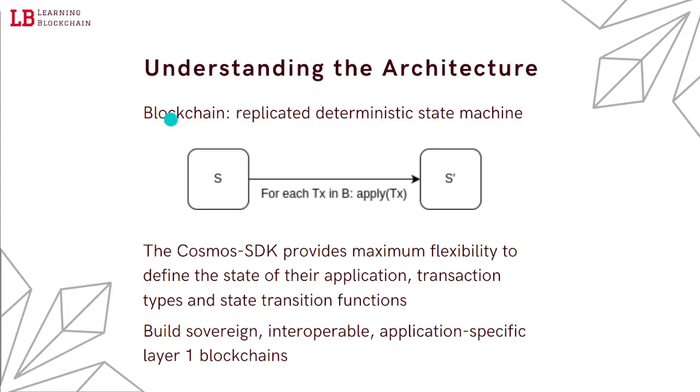As we defined previously, a blockchain is a replicated deterministic state machine, where we can start from a state S, and we apply each transaction in a block using a state transition function, and we reach a new state of the chain called S prime. The Cosmos SDK provides maximum flexibility to define the state of our application, the transaction types, and the state transition functions. This SDK is usually used to build sovereign, interoperable, application-specific Layer 1 blockchains, but nowadays, this technology can be used to build much more than that.